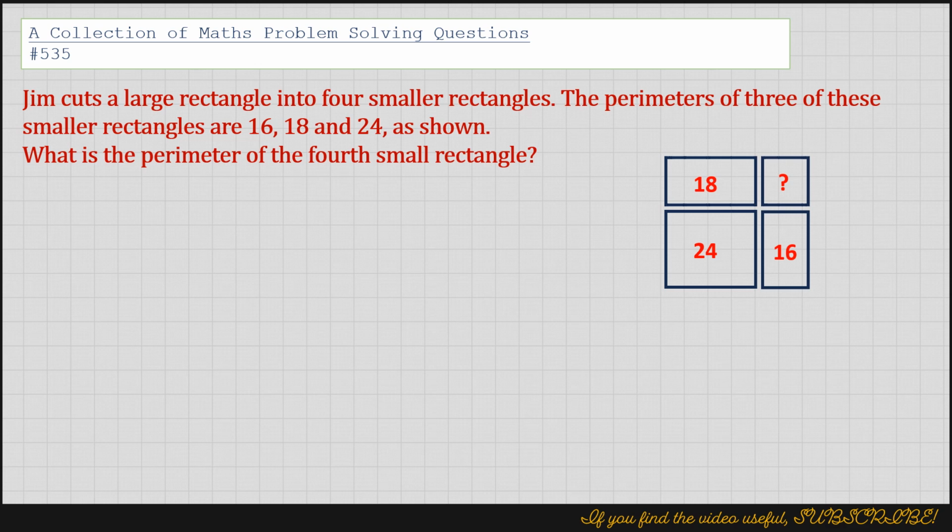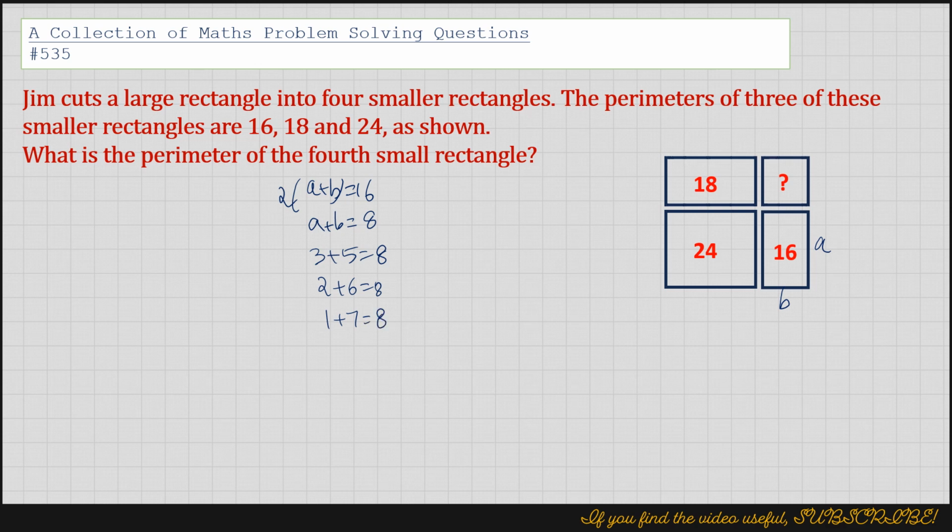So what we can do is assume that the length and width of the rectangle with perimeter 16 is A and B. Then A plus B twice is 16, so A plus B is 8. If A plus B is 8, what are the possibilities of the sides of the rectangle? 4 plus 4 is not possible, so we'll have 3 plus 5 is 8, 2 plus 6 is 8, or 1 plus 7 is 8.